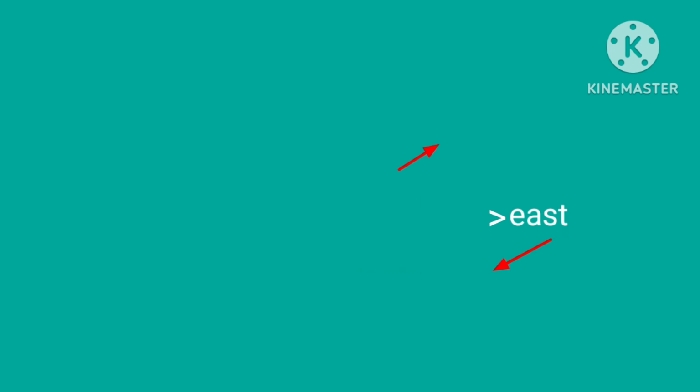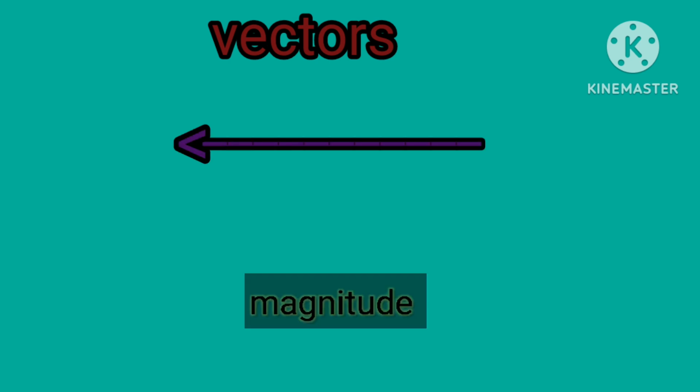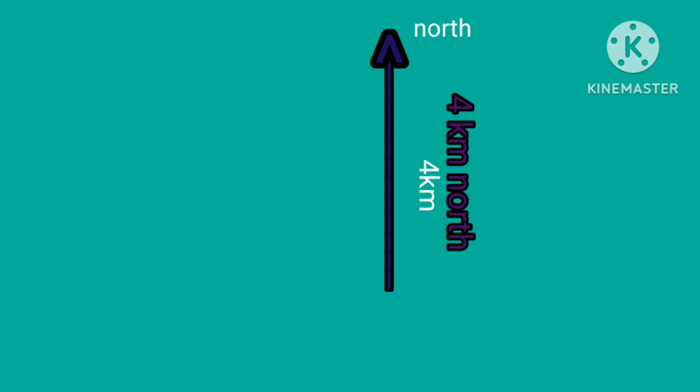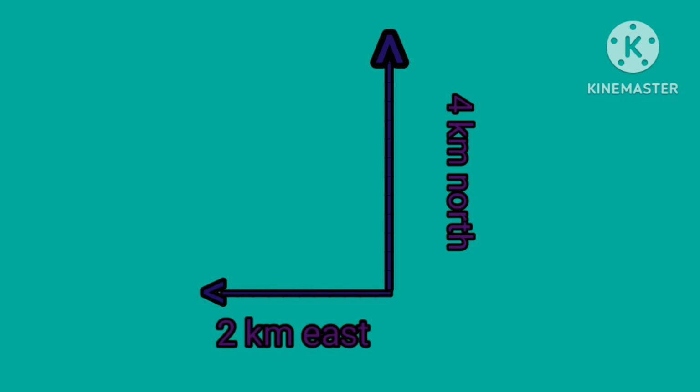In order to represent vectors, we use arrows. With the length of the arrow, we indicate the magnitude of the vector, and the way the head of the arrow is pointing indicates the direction. Therefore, if we represent 4 km north, that would look like this, whereas 2 km east would be like this, because it is pointing to the right and it is only half the size of the 4 km one.